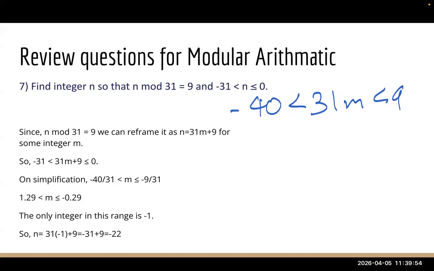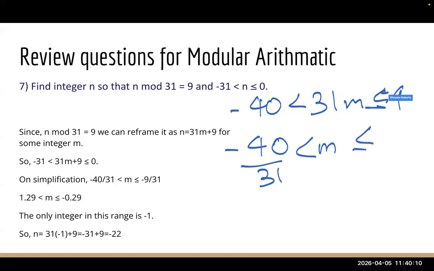So now we want to get rid of the 31 over here. We just want the value of m. So negative 40 divided by 31 is less than m is less than or equal to negative 9 over 31. So let's find the value for this.